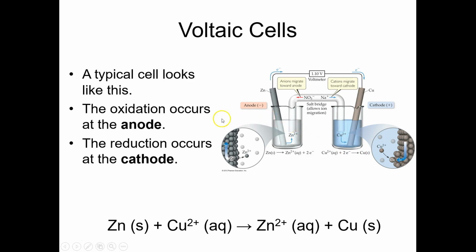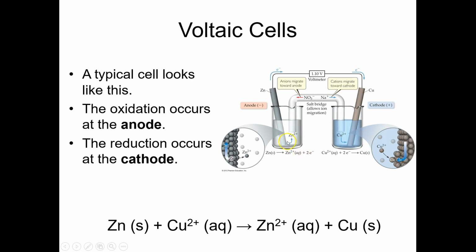And the mnemonic is this: oxidation occurs at the anode because both oxidation and anode start with vowels. Reduction occurs in the cathode department because both reduction and cathode begin with consonants.